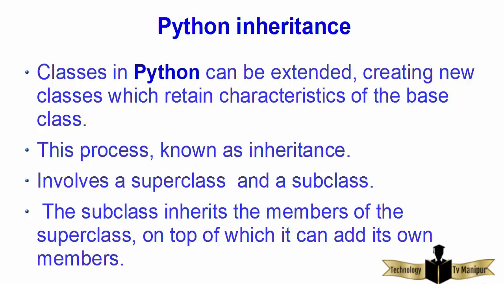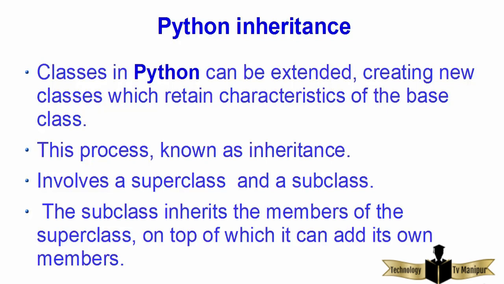Inheritance involves two types of classes: one is our superclass and the other is our subclass. The subclass inherits members of the superclass, on top of which it can add its own members, for example, any other member methods or variables. So the subclass is the one doing the borrowing of the members, and the superclass is the one from which the subclass borrows these member methods and variables.